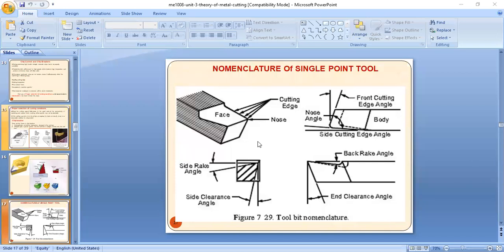So what is positive rake? We say a tool has a positive rake when the face of the tool slopes away from the cutting edge, or also slants towards the side of the tool, or the back. Back means the shank portion. You have already seen what the shank portion of the tool is. So that is the positive rake angle. For positive rake angle, as I already told you, you should not keep it more than 15 degrees, and the range is between 8 to 15 degrees.